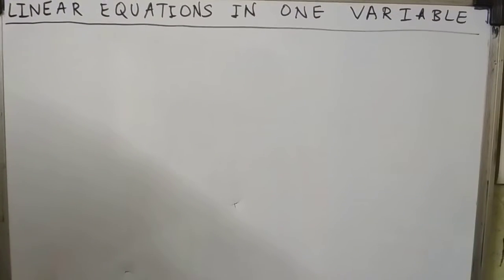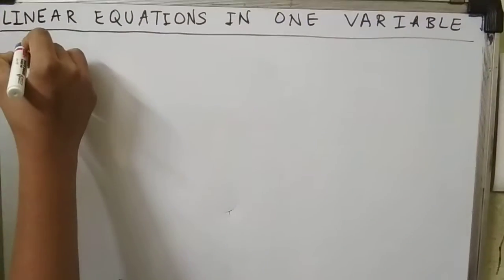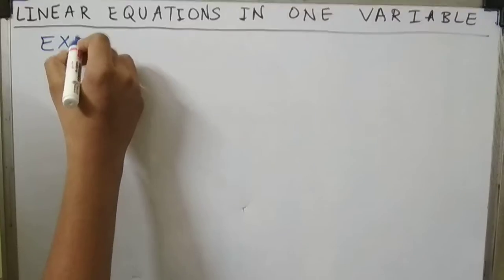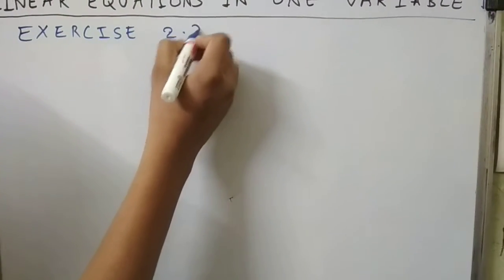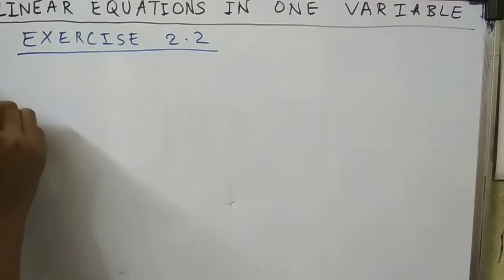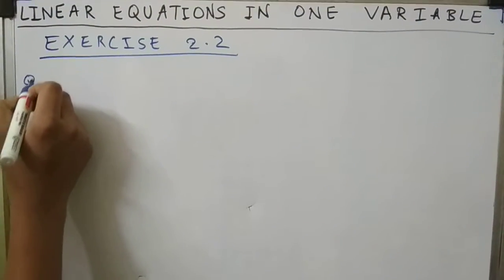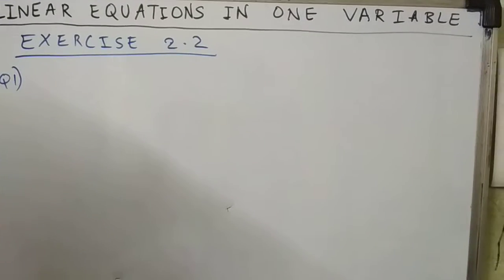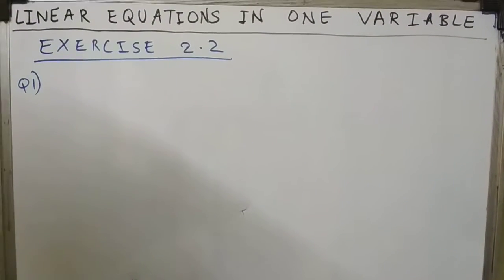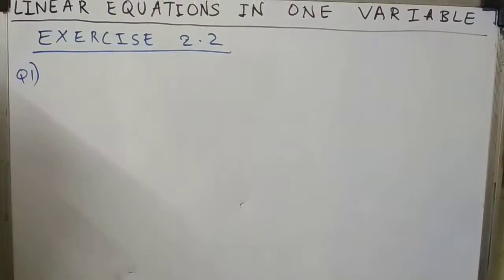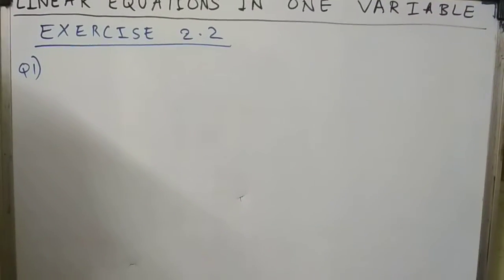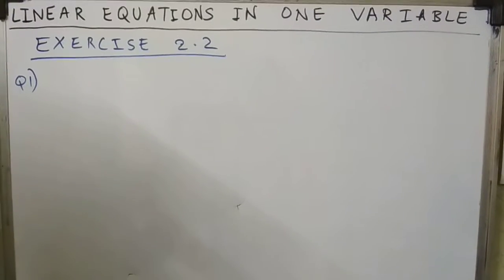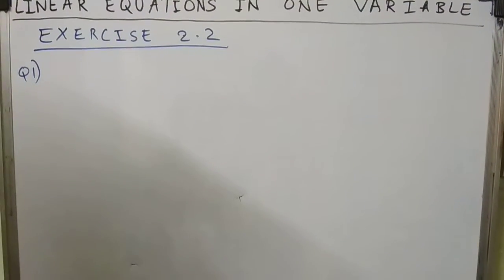In this video, I'll be discussing exercise 2.2 of chapter 2, linear equations in one variable. Okay, so let's begin the exercise. Question number 1, which says that if 1 by 2 is subtracted from a number and is multiplied by 1 by 2, the answer is 1 by 8. So if you look at the question, what does the question say?